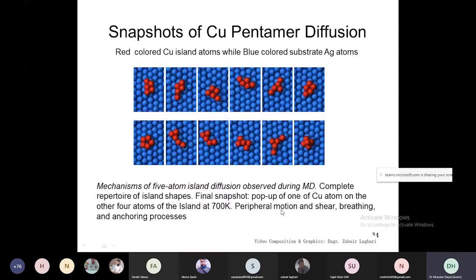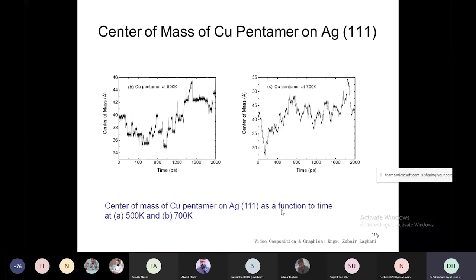This is the surface diffusion, and we have seen the last peak. There is a pop-up of an atom. One atom becomes popped up over the other four atoms. This is the pentamer island on the surface, and we saw very nice and beautiful pictures during the surface diffusion. This is the center of mass of the pentamer on silver 11.